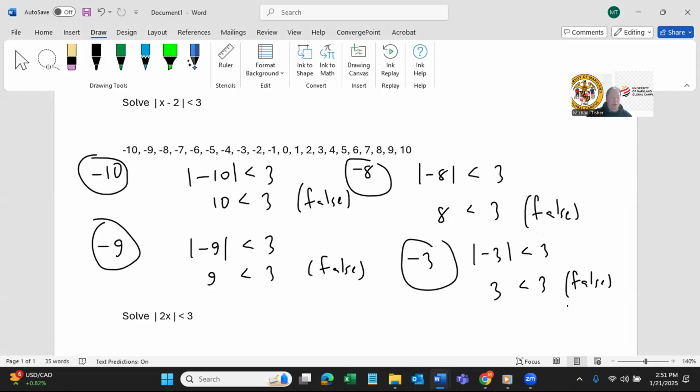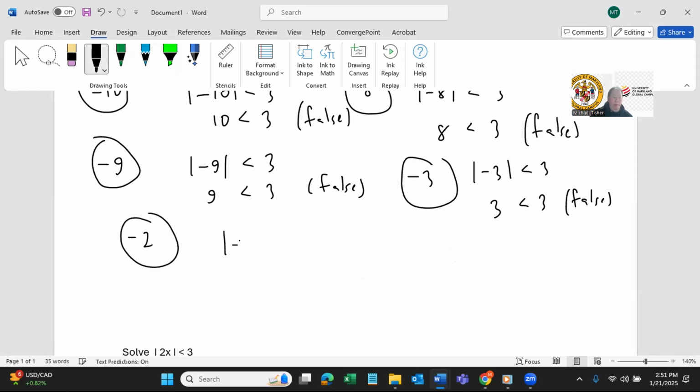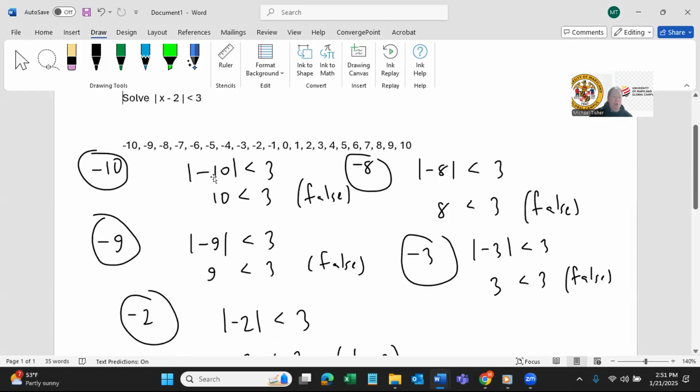Well, let's go to negative 2. The absolute value of negative 2 is less than 3. Well, the absolute value of negative 2 is 2, less than 3. Well, that's true, right? Not so fast. Not false, but true. So let's mark negative 2 then.